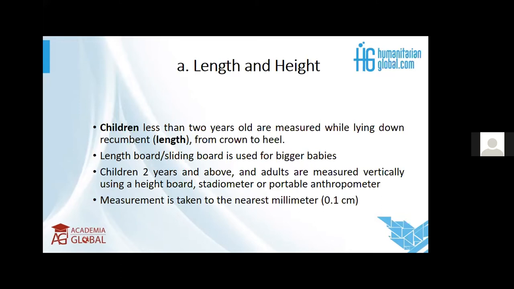Now, height is taken vertically for children who are older, people who are older than 2 years, and they can stand. That is what height is. So length is the horizontal position and height is the vertical position. And the determinant here is the age. Length is for the very young, below 2 years, and height is for anybody above 2 years.